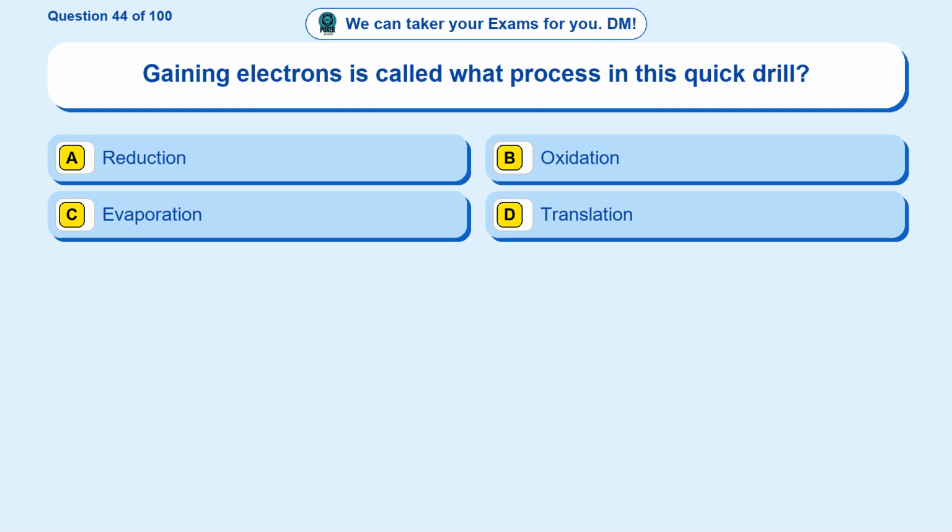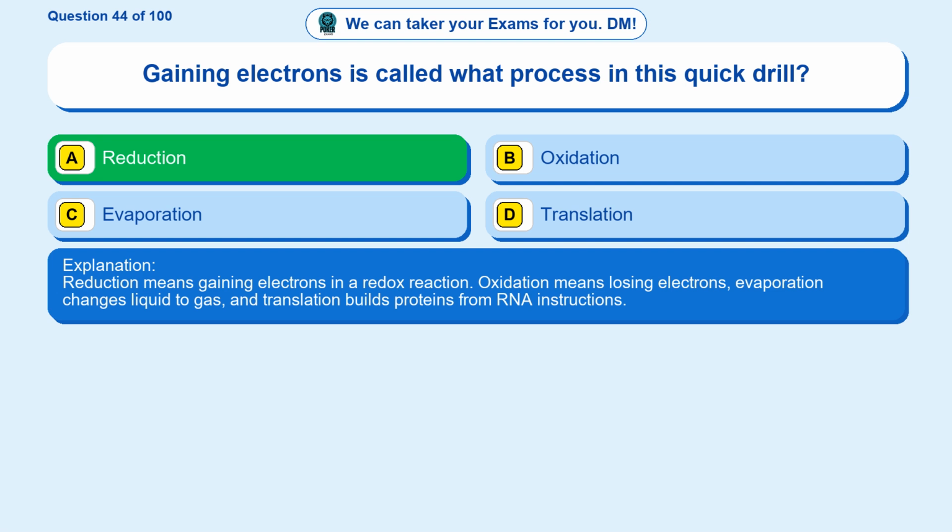Question 44. Gaining electrons is called what process in this quick drill? Option A, reduction. Option B, oxidation. Option C, evaporation. Option D, translation. The correct answer is option A. Reduction. Reduction means gaining electrons in a redox reaction. Oxidation means losing electrons, evaporation changes liquid to gas, and translation builds proteins from RNA instructions.